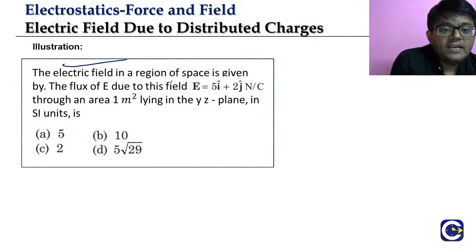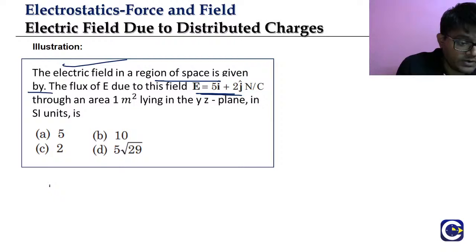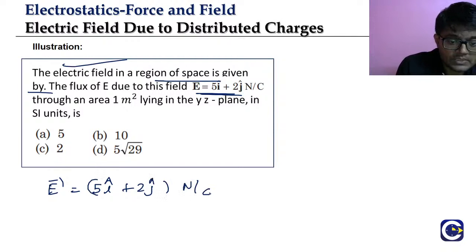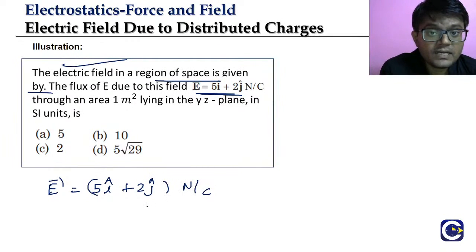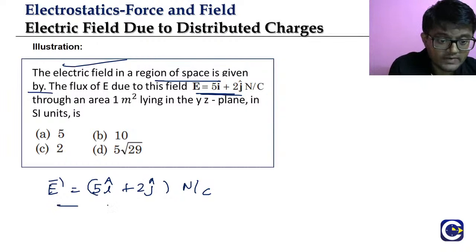The electric field in a region of space is given by E equal to 5I plus 2J Newton per coulomb. That's the value of the electric field. Is it a uniform electric field? It is uniform, because the electric field does not depend upon time or upon space. It is the same value everywhere, 5I plus 2J, constant.